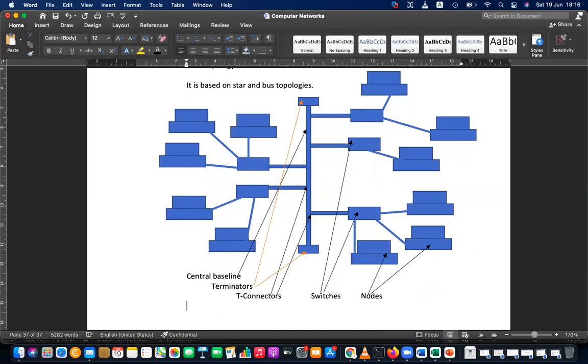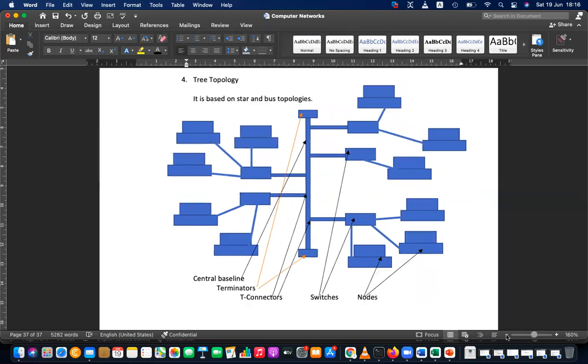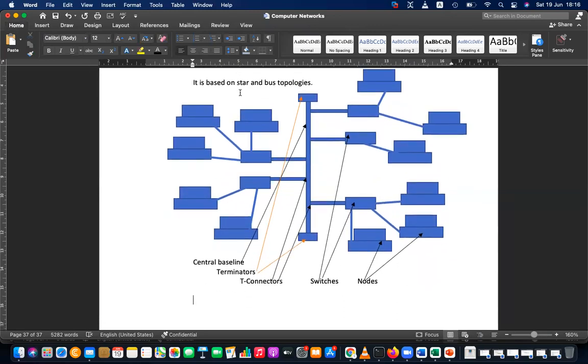I hope you're still drawing this, right? After drawing, you can write down the small part. It's based on star and bus topologies. Baseline is implemented using high-speed fiber cables, and it is distributing the common and main traffic.